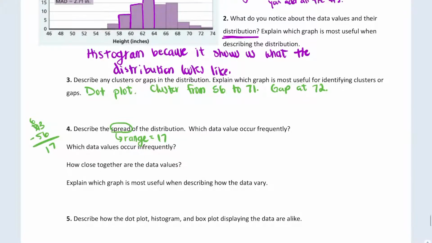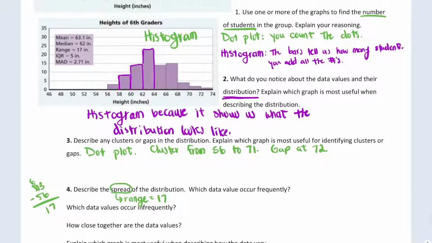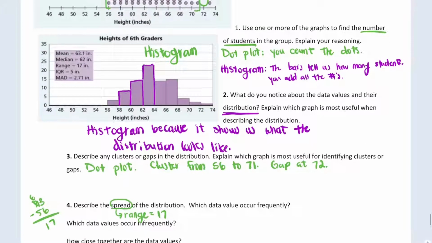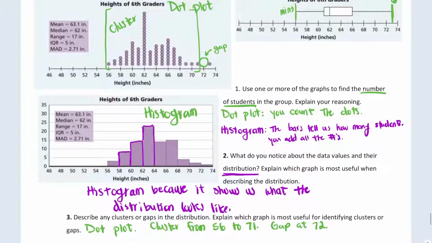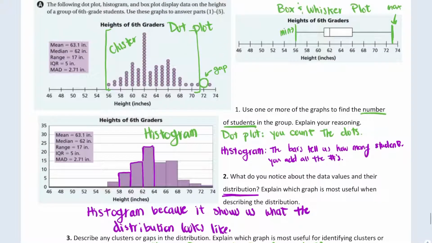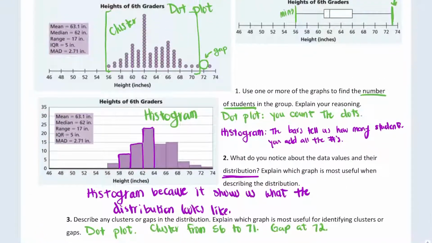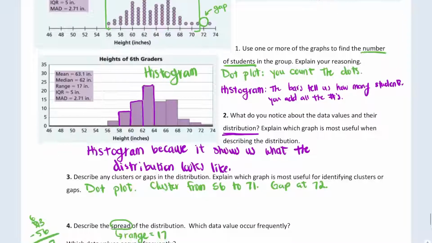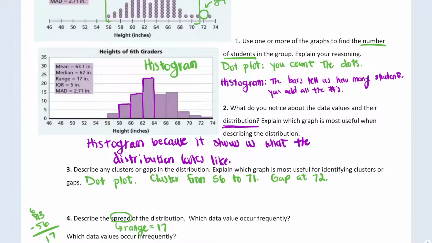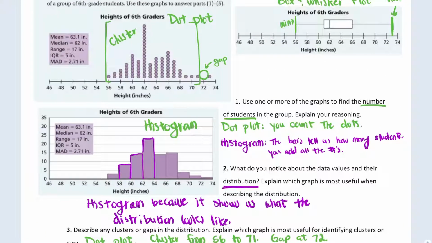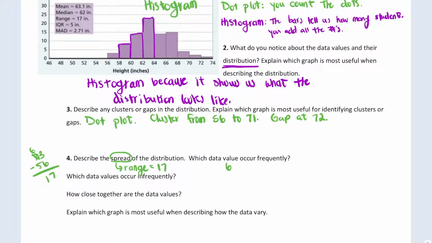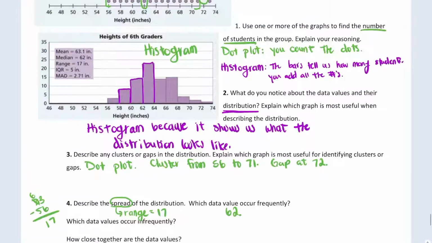And there we go. Okay, which data value occurs most frequently? I think you guys would look specifically at your dot plot here, right? It's asking for which data value occurs frequently. So you would look at the dot plot and you'd probably notice, hey, look at that, I have a bunch of 62s, right? So 62 would be a data value that occurs frequently.